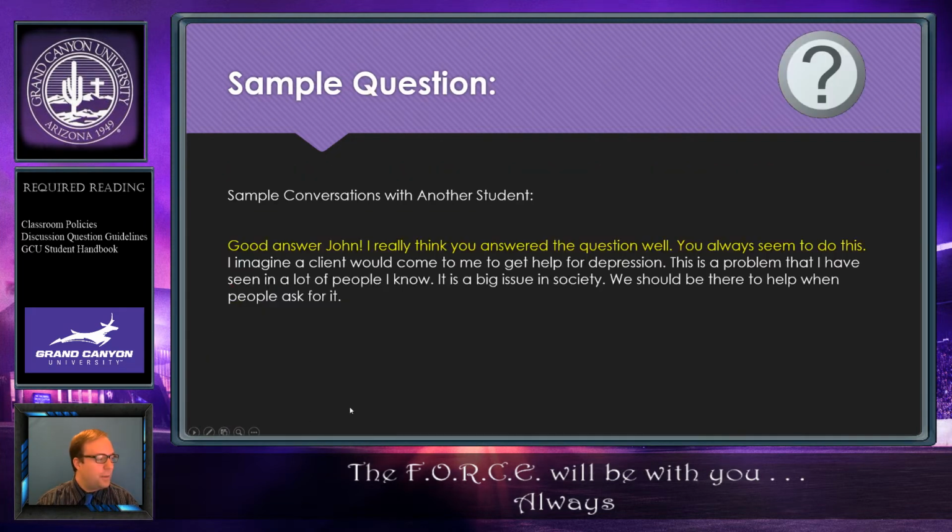So now let's go talk about how a substantive post works. Here is a sample conversation from another student. This is something that happens all the time. I'll see it a few times every week in every class I teach. "Good answer, John. I really think you answered the question well. You always seem to do this." Now I've highlighted that part of the post yellow because that is not academic contribution to the conversation. It is polite, and please still include things like this. I like to see you positively interact with each other. But when I'm looking to see, is this a substantive post, I'm looking at the text that is white.